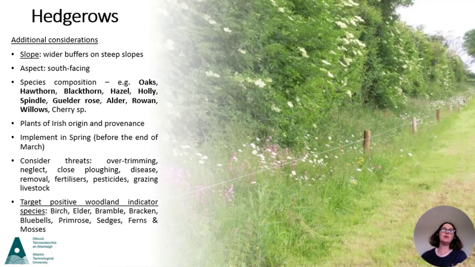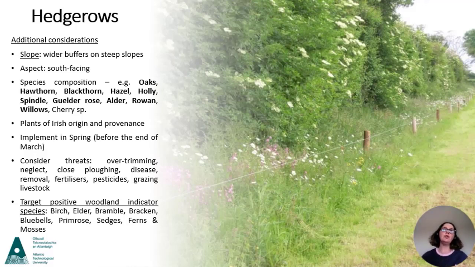Again, try to target woodland indicator species when considering the composition of the hedgerow that you want to put in, because again, this is increasing your, I suppose, scorecard values. So additional species that can also be used would be birch, elder, bramble, and then bracken, bluebells, primroses, sedges, ferns and mosses. These are all the herbs that will come with time.